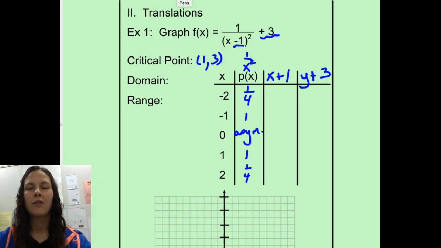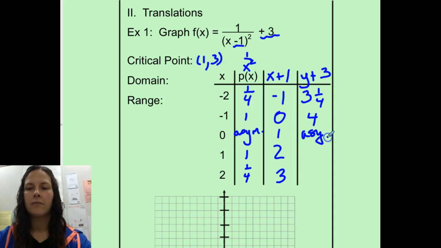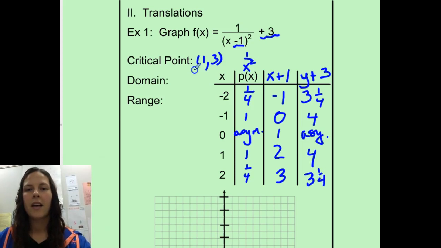So we'll take all of those x values that are in the first column and add 1 to them. And for all of the p of x or y values in that second column, we will add 3. This will still be our asymptote. And then we'll plot the points in those last two columns to get our new graph.